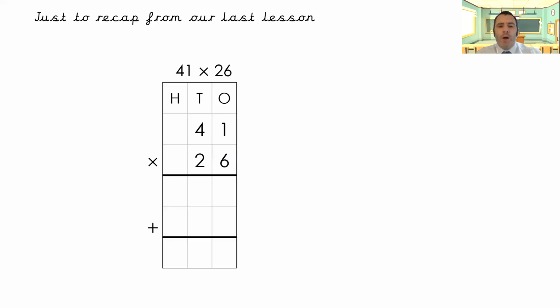So to recap from our last lesson, where we did 2-digit numbers multiplied by 2-digit numbers, we lay them out, making sure our 10s and our 1s are in the right place value columns. We leave 2 lines in order that we've got space to complete our multiplications, to find the products for the 2 multiplications, and then we add those 2 products together to get our final product, which solves the question. So just to recap, have a think. Can you work this one out?